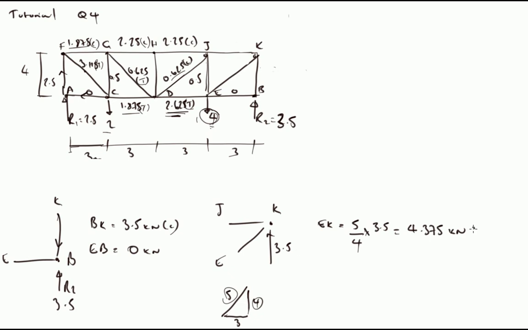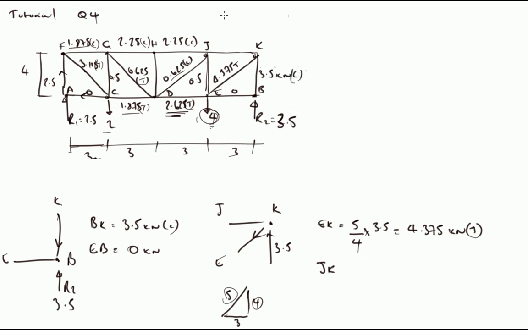Which is tension, we've said. So this force coming upwards has to be balanced by a force going in that direction, so EK is in tension at 4.375, so we can put that in there, 4.375 tension. And we can also determine JK. Let's just put these in, so that's JB, which is 3.5 kilonewtons in compression.